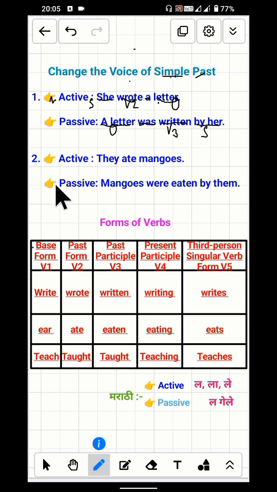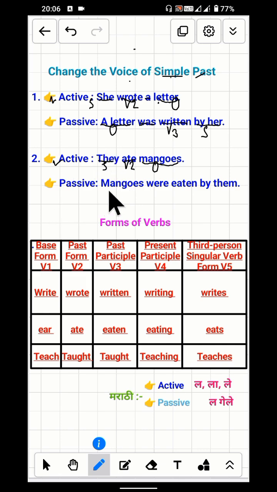Then the next one, that is the second sentence. Let us see. They ate mangoes. So here our subject is they. Who ate mango? They ate mango. Here again, as it is simple past tense, it is V2, and here mangoes. What has been eaten? Mangoes. So that's why this is object. Subject, verb, object. That is what we are supposed to identify first.